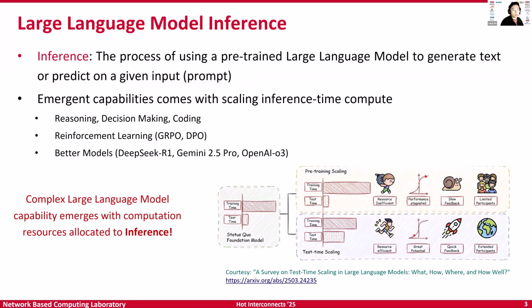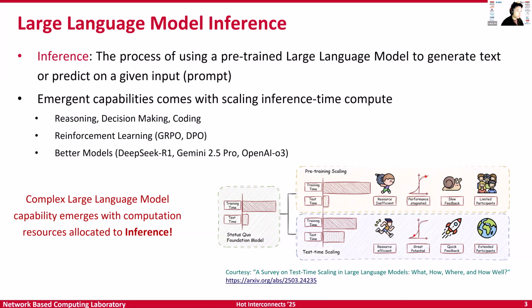So to cover a little bit about the background, inference is the hot topic right now compared to pre-training in the previous days. Inference is the process of using a pre-trained large language model to generate text or predict on the given input. If you give it a prompt, it will try to generate text out of it. So why is inference time heating up? Why is it the hot topic right now?